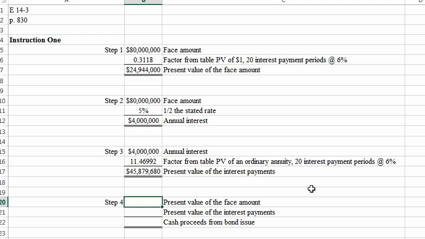Anyway, so now to get the cash proceeds from the bond issue, we just add together our two present values. So we got 24,944,000 and 45,879,680, and then we're going to sum those.